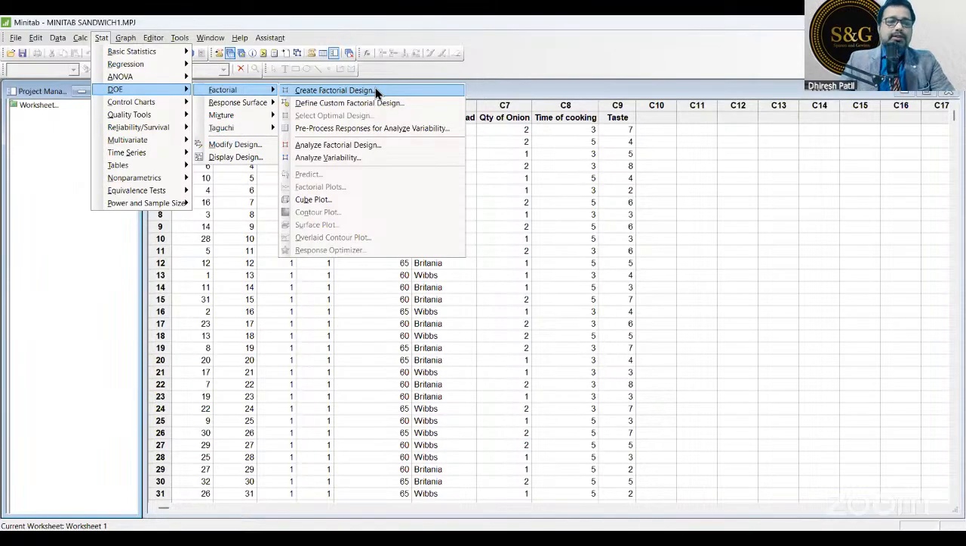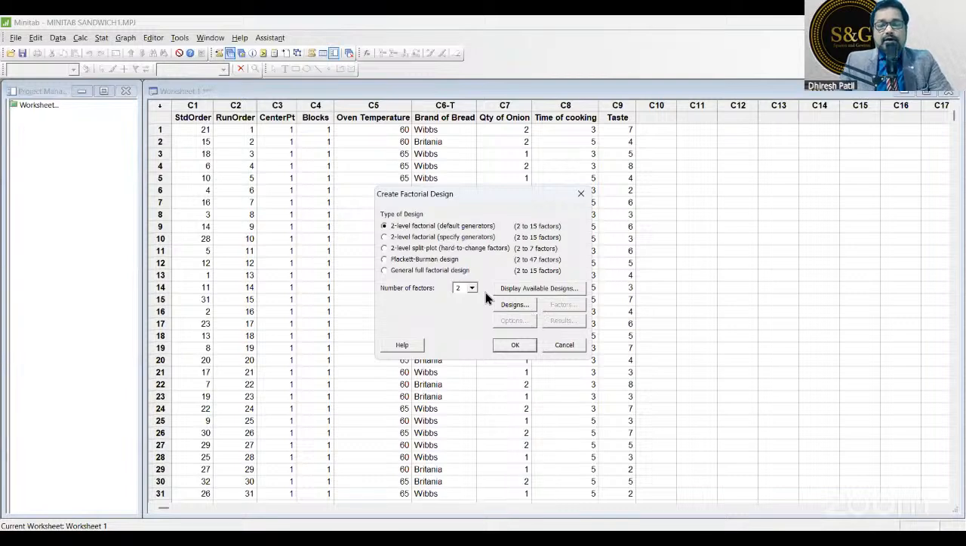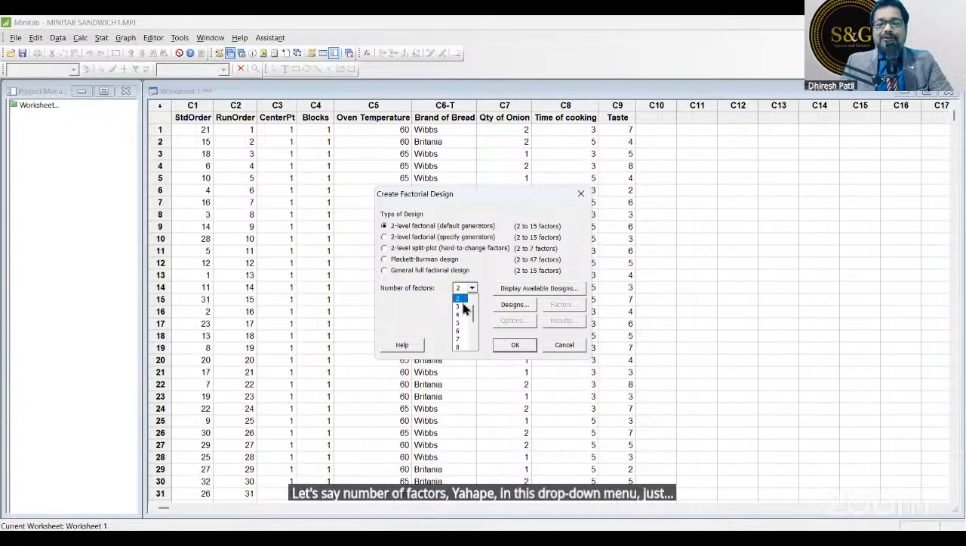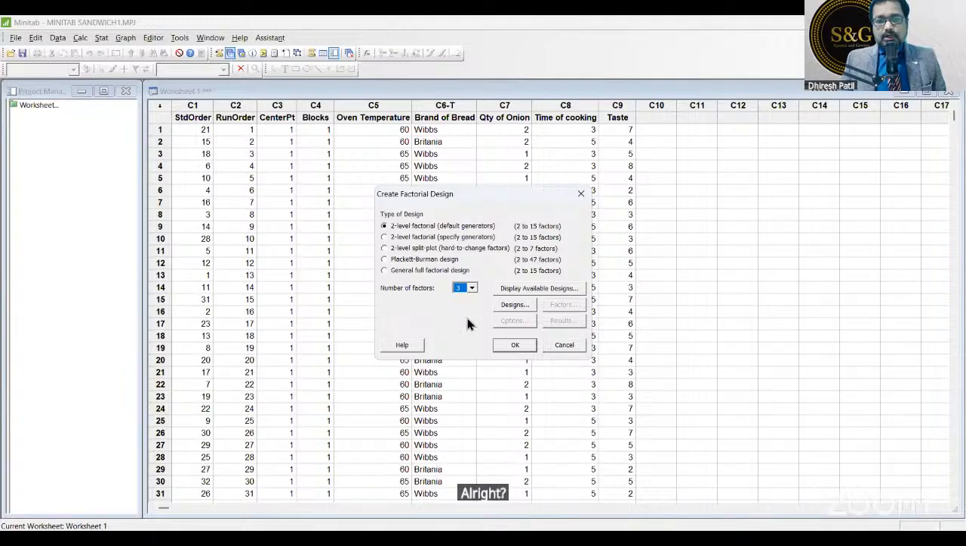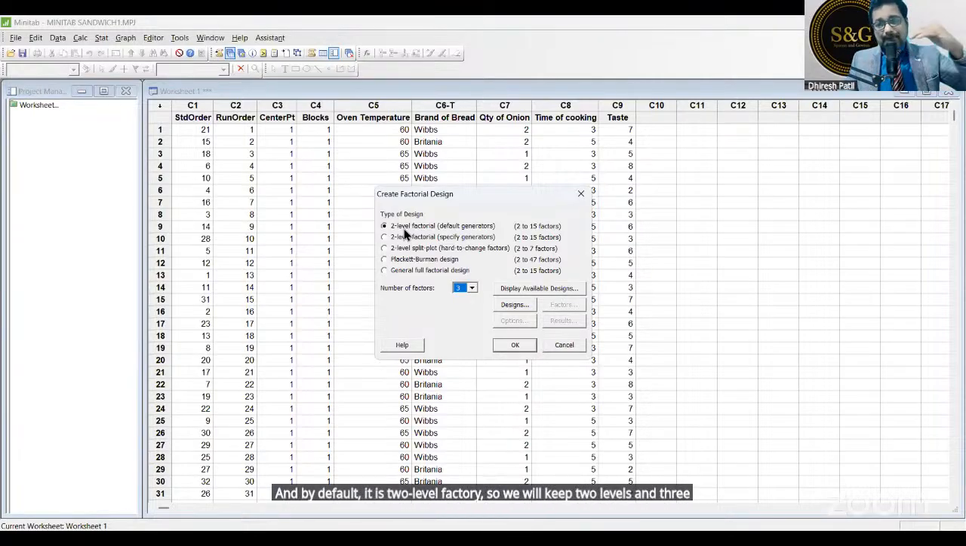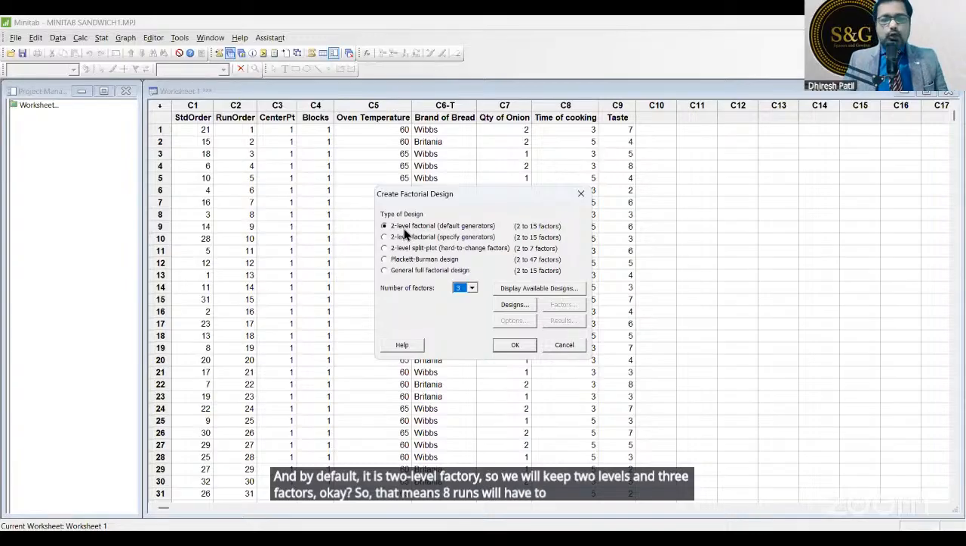Yes, just click on that. Then let's say number of factors. Here in this drop down menu, just click on 3. We will make a design for 3 factors here right now. Just select 3 factors, and by default it is 2-level factorial. So we will keep 2 levels and 3 factors. Okay. So that means 8 runs we'll have to do.